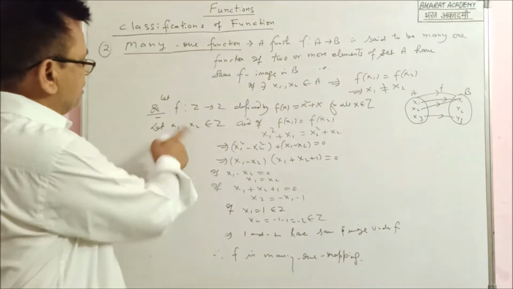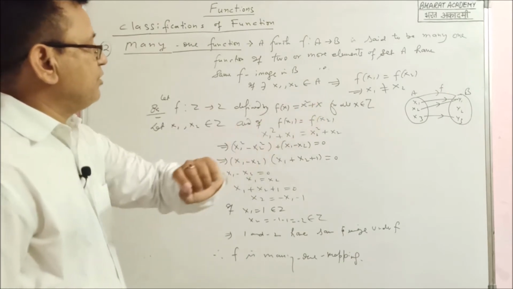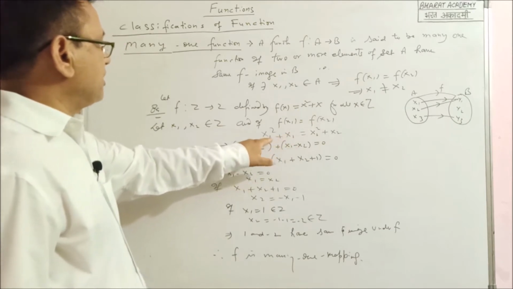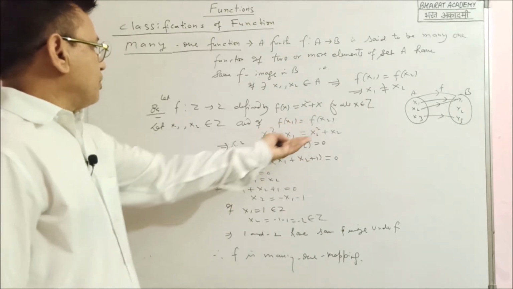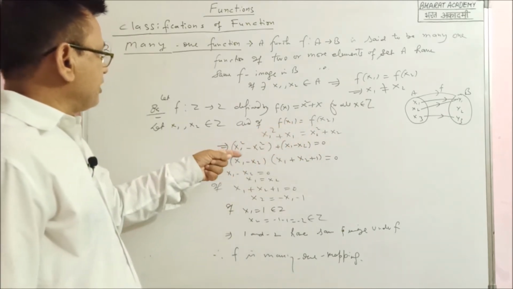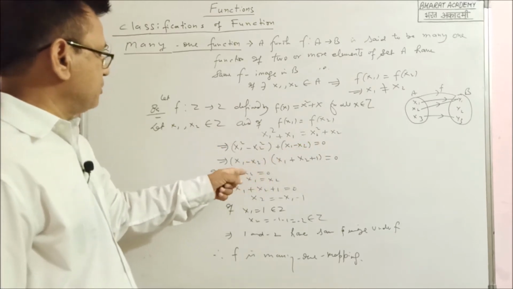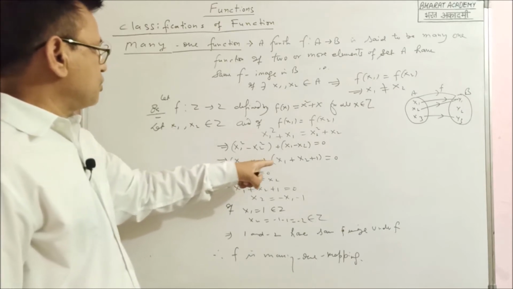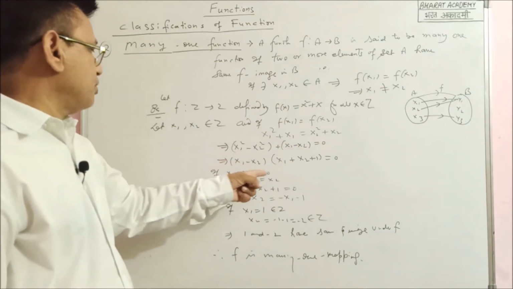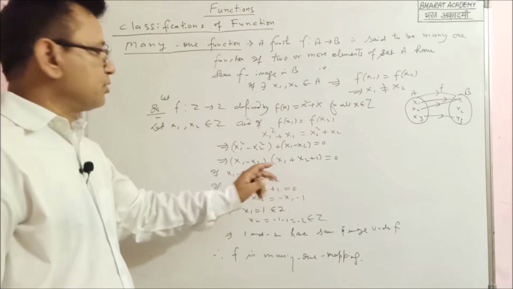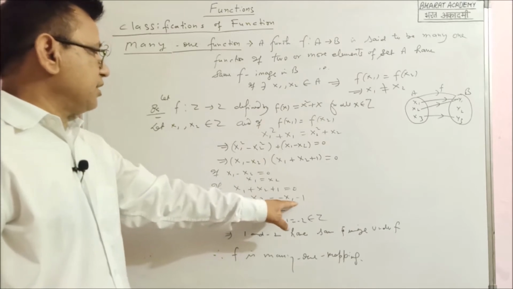I have taken two elements x1, x2 belonging to the set of integers Z. If f(x1) equal to f(x2), then from this definition x1 square plus x1 equal to x2 square plus x2. Putting all these on the left hand side, it becomes x1 square minus x2 square plus x1 minus x2, which factorizes into (x1 minus x2)(x1 plus x2 plus 1) equal to 0. In the first case, if the first factor x1 minus x2 equal to 0, then x1 is equal to x2, it's okay. But in the second case, if x1 plus x2 plus 1 equal to 0, then x2 equal to minus x1 minus 1.